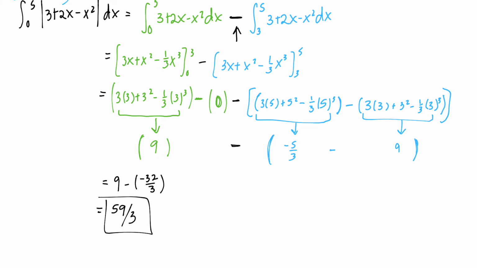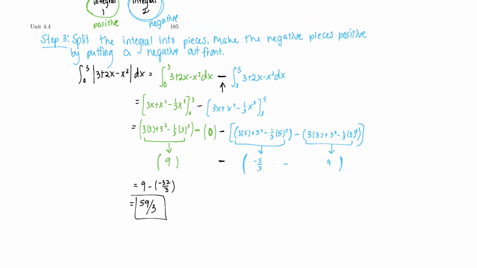So can you see here what happened? This blue integral, just like we said, the blue integral came out negative, but by putting this minus sign right here, because this minus sign just kind of followed all the way down, it took this blue integral from a negative to a positive. So in the end, you ended up just taking the absolute value of the negative area and adding it to the positive area, and that's where that 59 over 3 comes from.